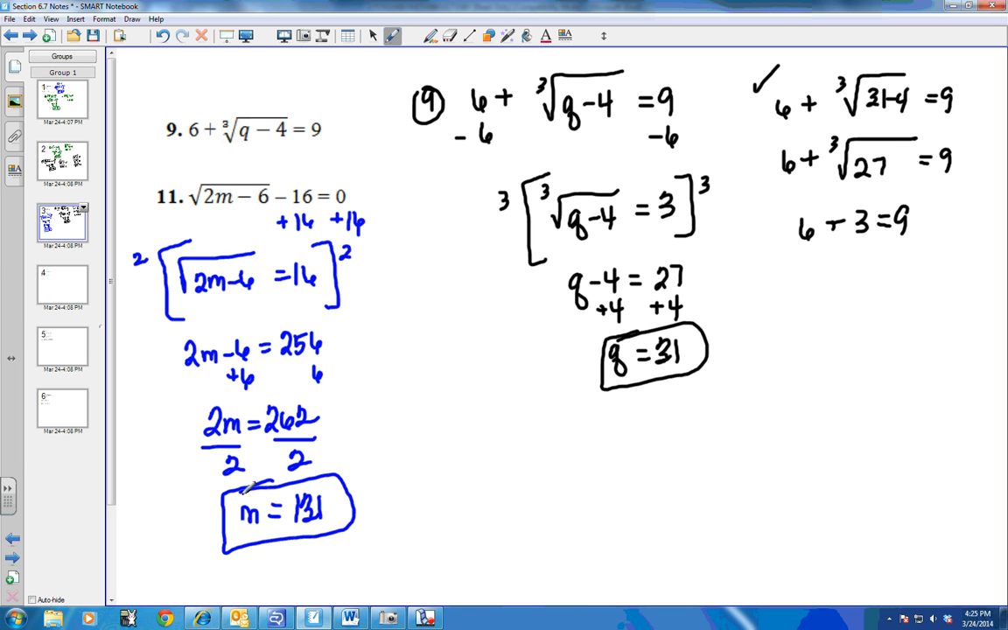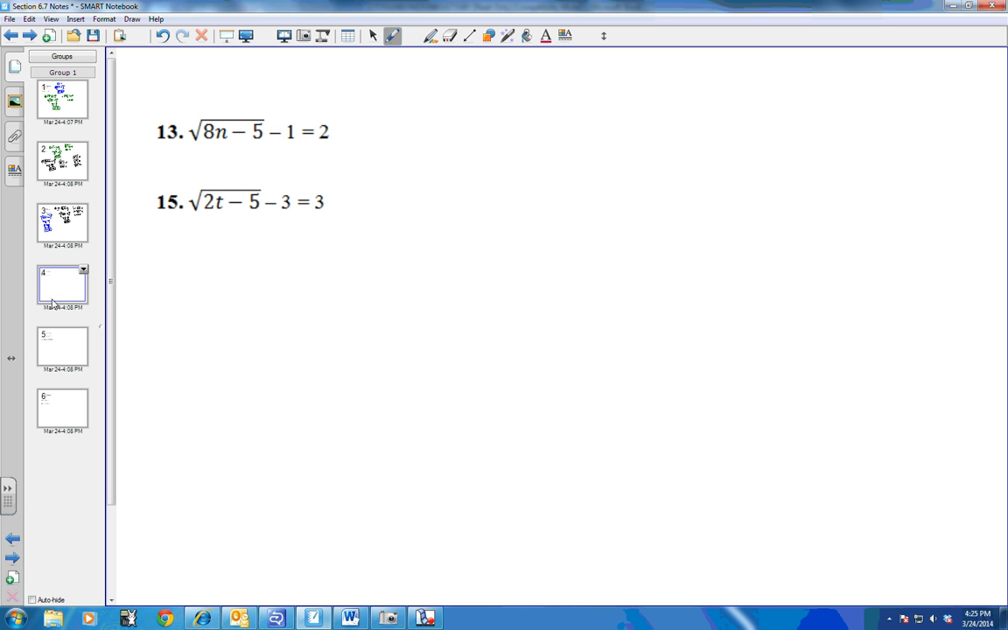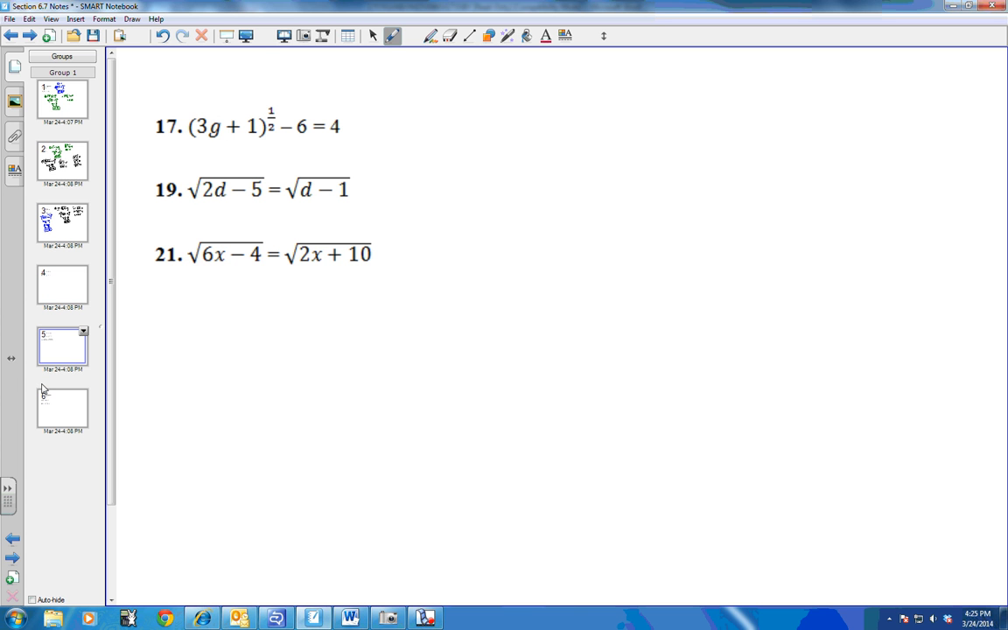Okay. Let's look. 13 and 15, it's the exact same thing. So isolate your variable or your radical first, and then square both sides. Let's do 17.